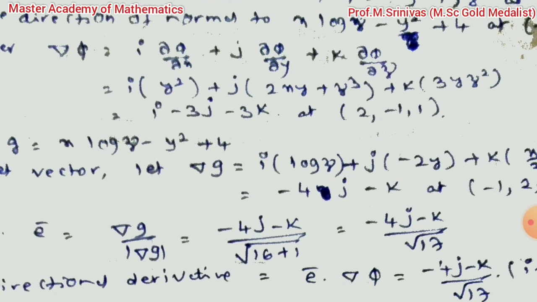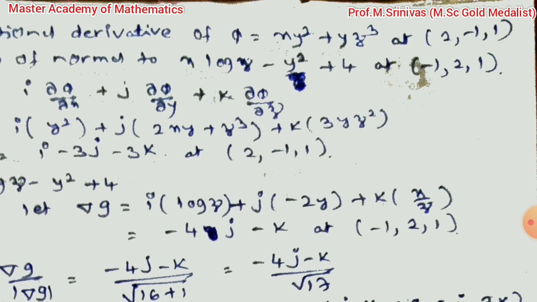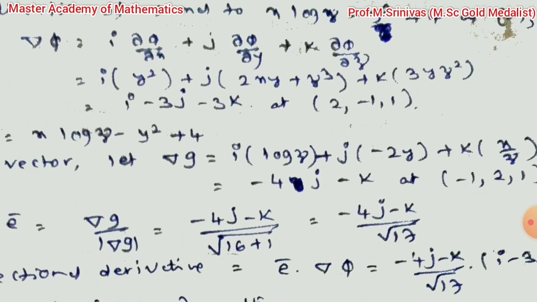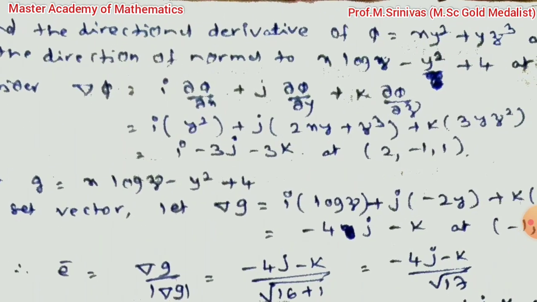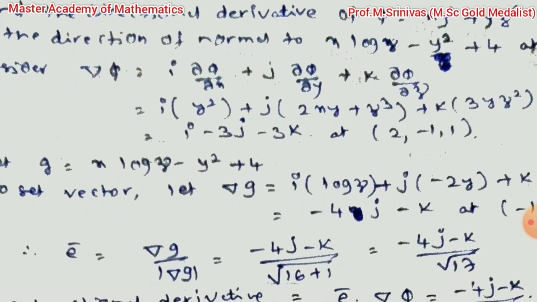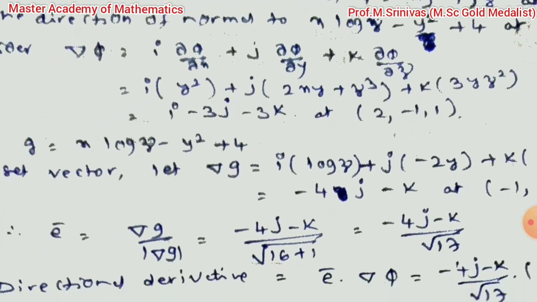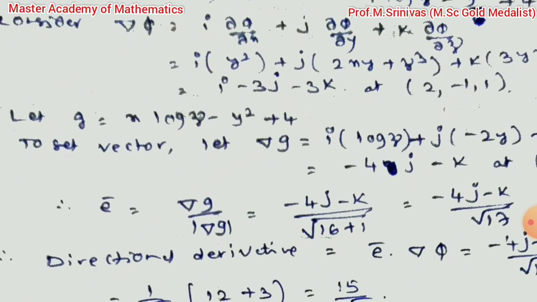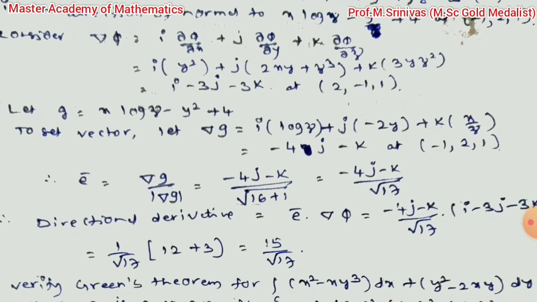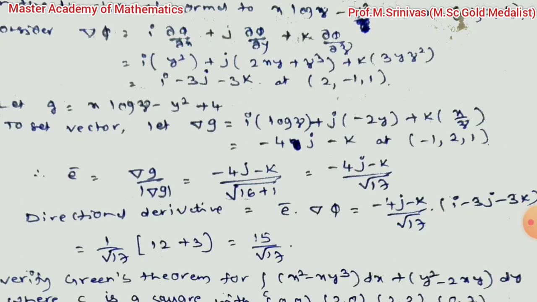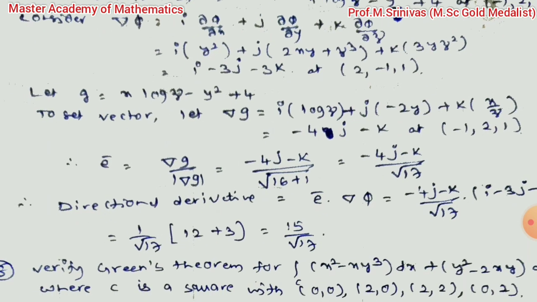Just do the simplification and substitute the point (2, -1, 1), so that you get i minus 3j minus 3k. For the next one, we need a vector, but instead of a vector they have given a scalar. So I am supposing that scalar g is x log z minus y square plus 4. To get a vector function, you again find the gradient, and substituting the point (-1, 2, 1) as per your given problem, you get minus 4j minus k, that is your vector.